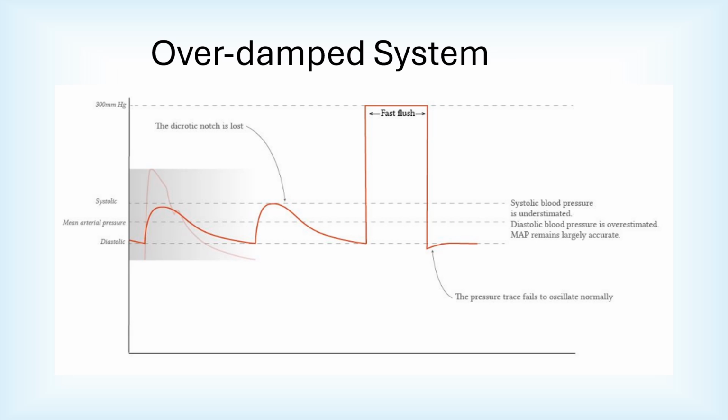In an overdamped system, you would likely see a flattened waveform with low pulse pressure and possibly loss of the dicrotic notch. If you were to fast flush, you would note a failure to oscillate normally or reduced oscillation.